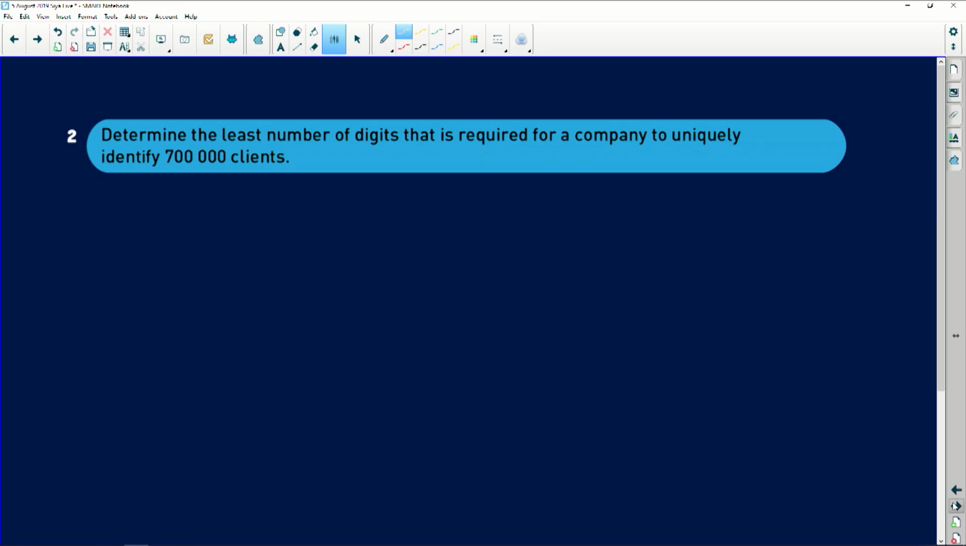The second question says, determine the least number of digits that is required for a company to uniquely identify 700,000 clients. So what we are going to do here, I call this a trial and error method. Right now we used two digits. They're saying least number of digits. So I used two digits and I found that it was 2,250.